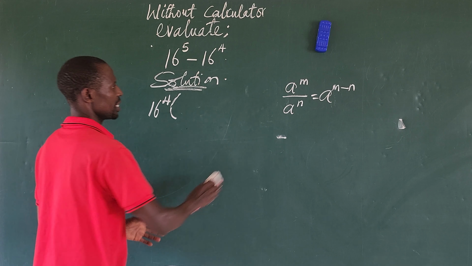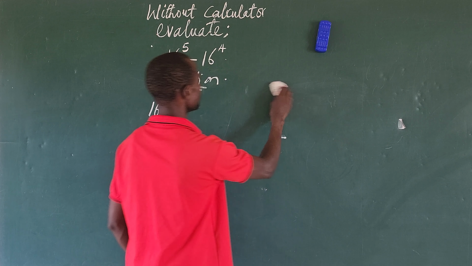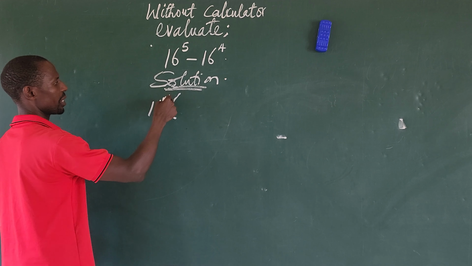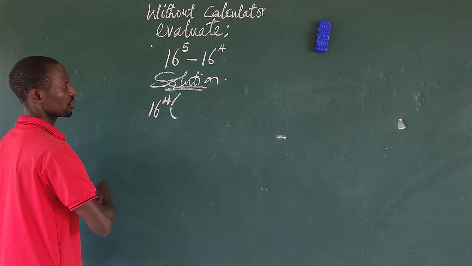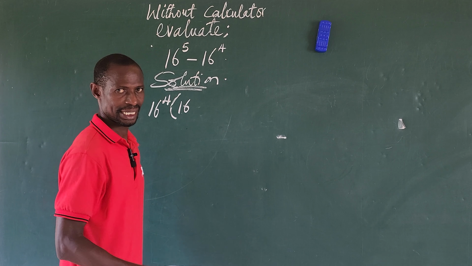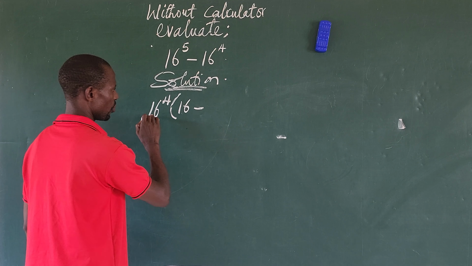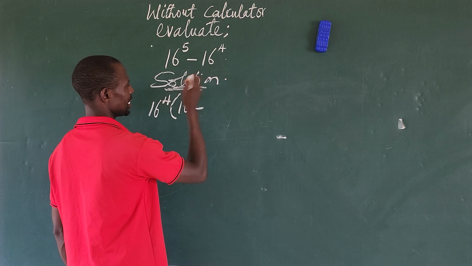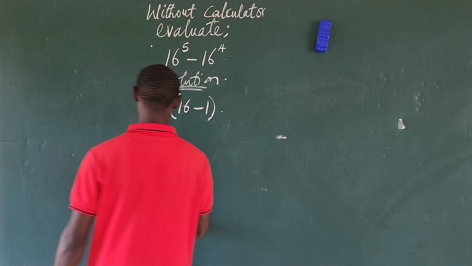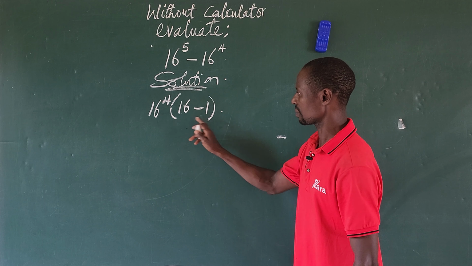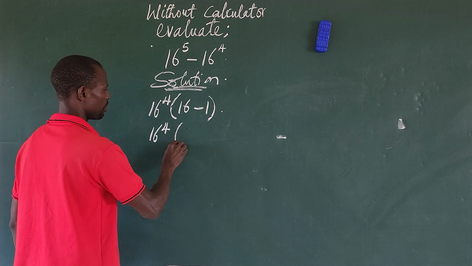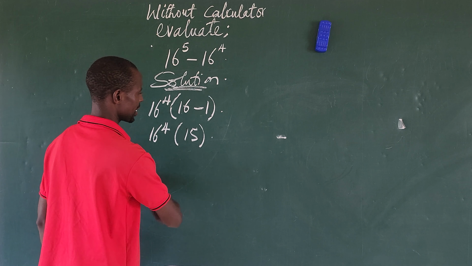So if you remember this, then here we are having the same base, okay? So we are using this to divide this, so we subtract the power. 5 minus 4 will give us 1. And so here we're left with 16 to the power of 1, which is the same thing as 16. Then minus, we apply that same rule, 16 to the power of 4 dividing 16 to the power of 4 will give us 1, close bracket. All right. Now with this, we can subtract this. So if we subtract this, we're going to have 16 to the power of 4, bracket 15, close bracket.